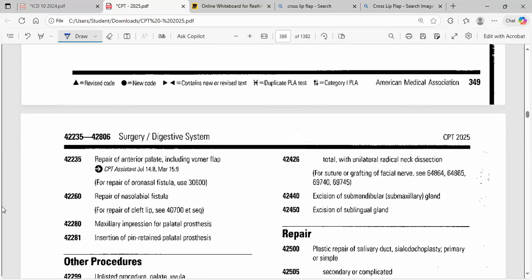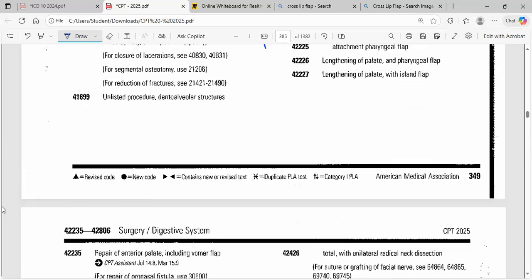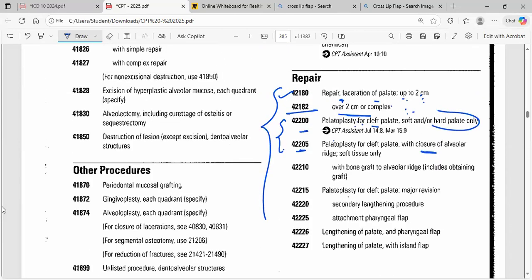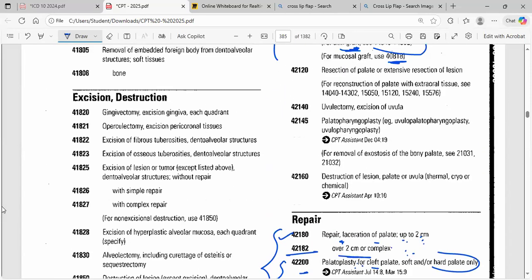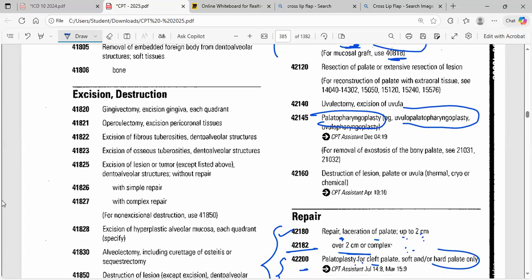palatopharyngoplasty 42145. What is that? 42145. Look at it. This palatopharyngoplasty is also known as uvulopalatopharyngoplasty. So in this, the uvula, pharynx, and the palate, all these three things have been repaired, then we are going to consider it as a palatopharyngoplasty.